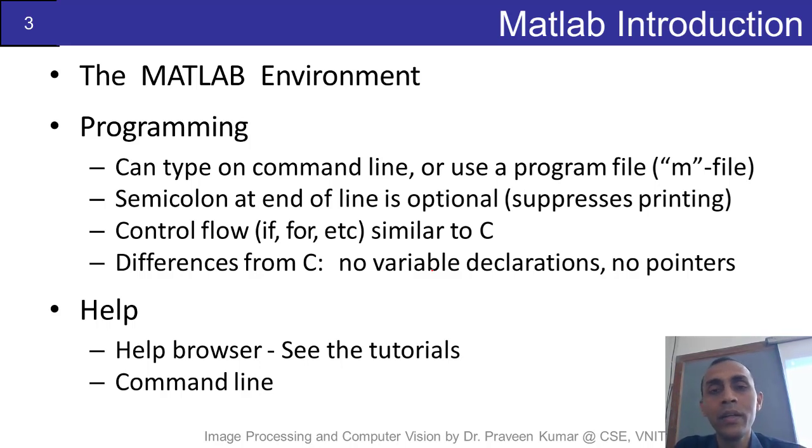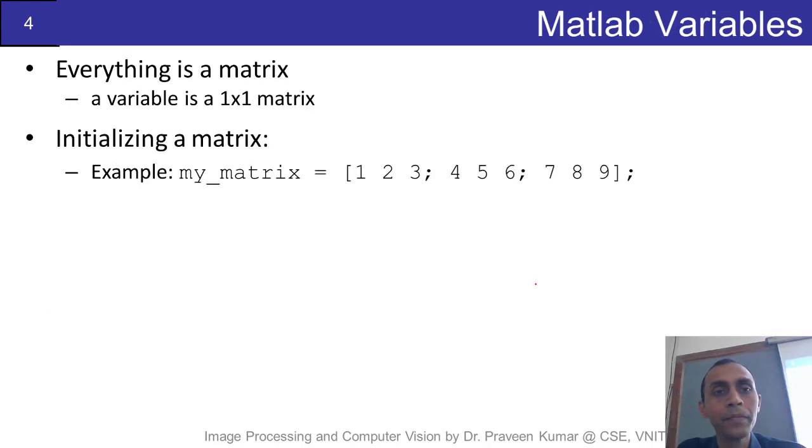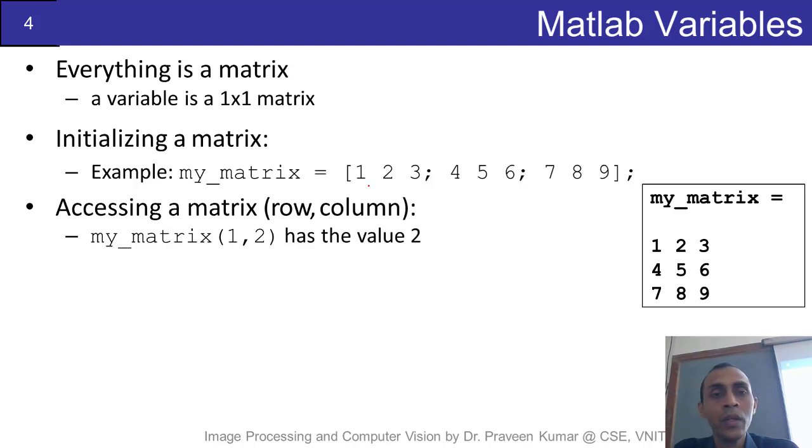By default, it uses double as the data type for any variable. There are no pointers and other things. Everything is treated as a matrix. Even a single variable is treated as a 1x1 matrix. You can initialize any matrix just by typing and initializing a value like this. Normally the indices in a matrix in MATLAB start from 1 rather than 0. So the first index will start from 1. In this case, if you want to access this value, the index that you have to give is 1, 2. So it's first row and second column. It's row, comma, column.